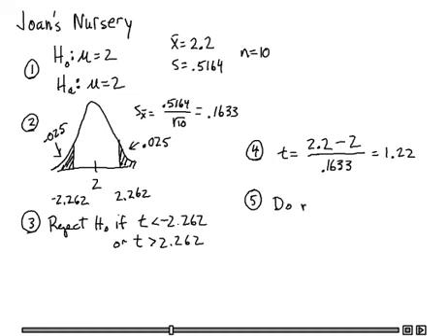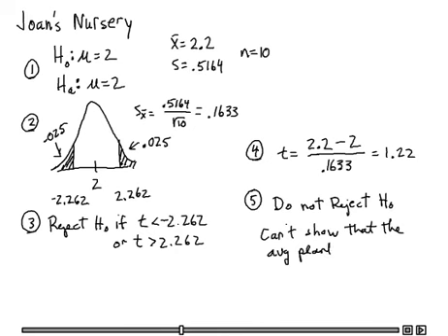So I do not reject H sub 0. We can't show that the average planting time is something other than 2 hours.